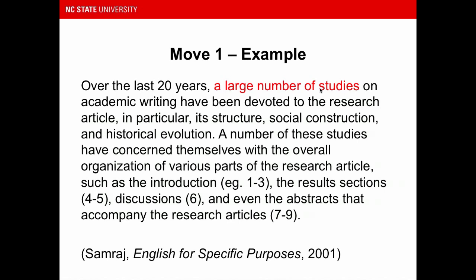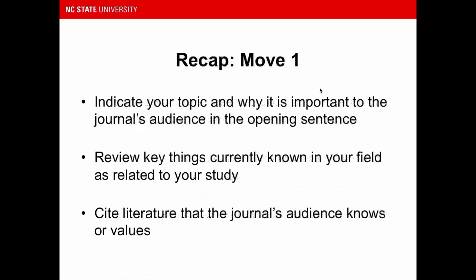He then continues with a generalization about this body of literature, and he's citing some of the studies there. So he says, a number of these studies have concerned themselves with the overall organization of various parts of the research article, such as the introduction, the results sections, discussions, and even the abstracts that accompany the research articles. So in this first example, he's done a good job of appealing to the research community by talking about, hey, a lot of people are interested in this right now. So that gives you 3 examples of that first move, establishing the territory for your topic.